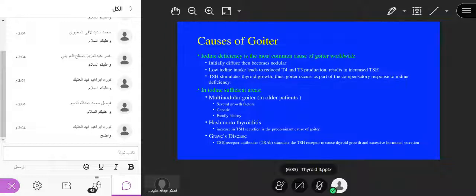What causes goiter? What causes the abnormal growth of the thyroid gland? Iodine deficiency is the most common cause of goiter worldwide. Initially it is diffuse and then it becomes nodular. The reason is that low iodine intake leads to reduced T4 and T3, resulting in increased TSH. The high TSH stimulates thyroid growth, so goiter happens as part of a compensatory response to the iodine deficiency.